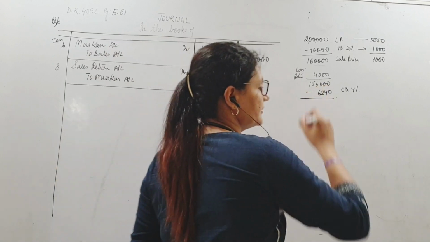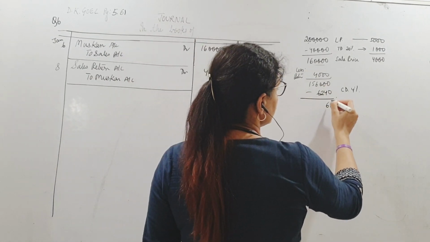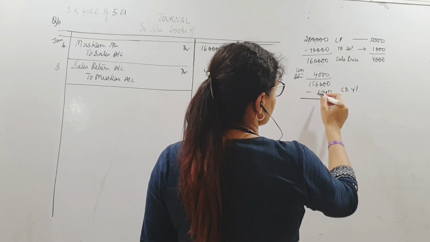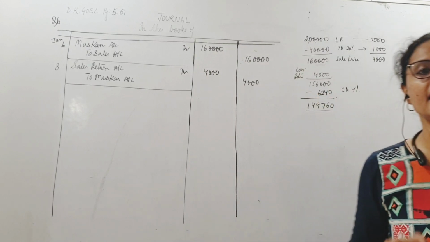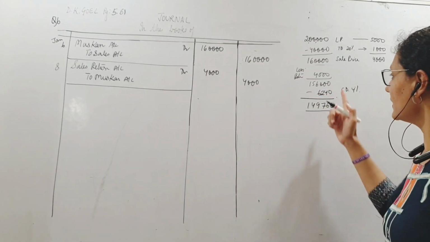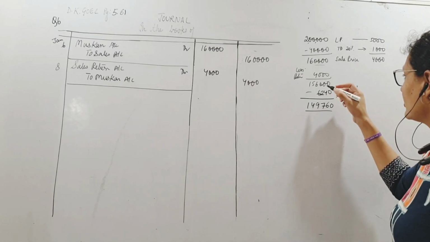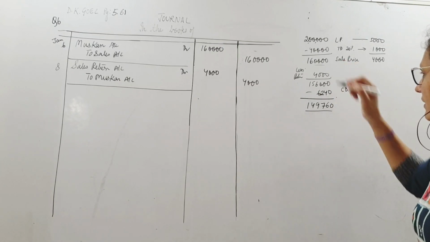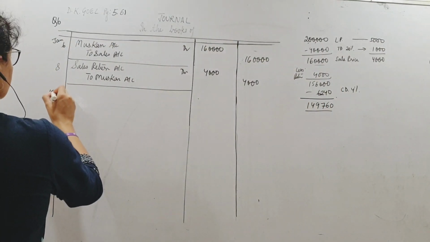So let us subtract it. Remaining amount she will pay me, 1,49,760. This is the amount I will receive from Muskan. Okay, so just quickly checking it again. Okay, right. So let us pass the entry on 15th.